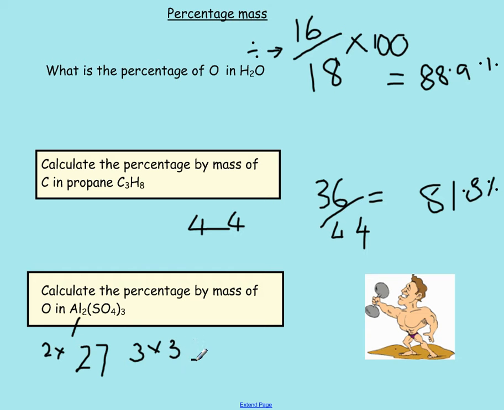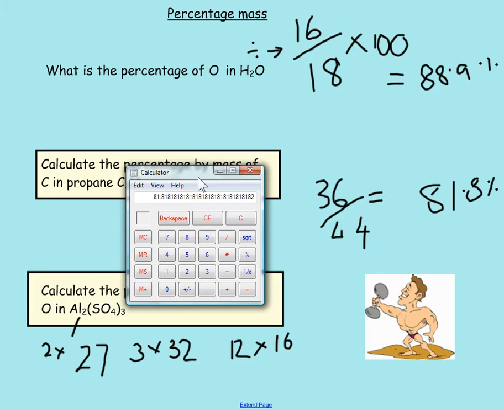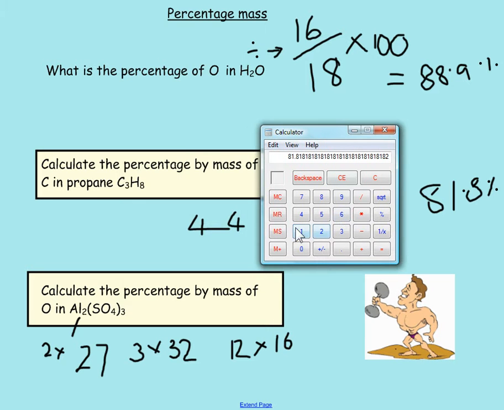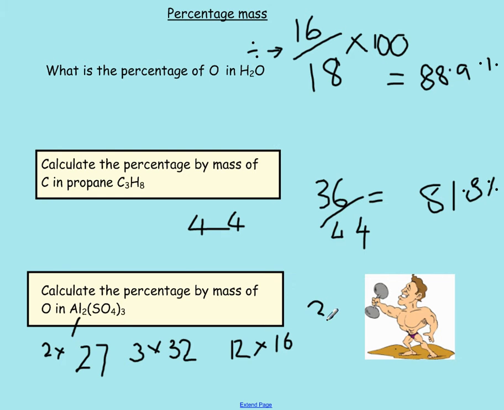And here's the tricky bit. 3 times 4, that's 12. So we've got 12 oxygens. That's 12 times 16. And you've got to add that all up together. So I'll start with the tricky thing. 12 times 16 plus 32 plus 32 plus 32 plus 27 plus 27 equals 342.